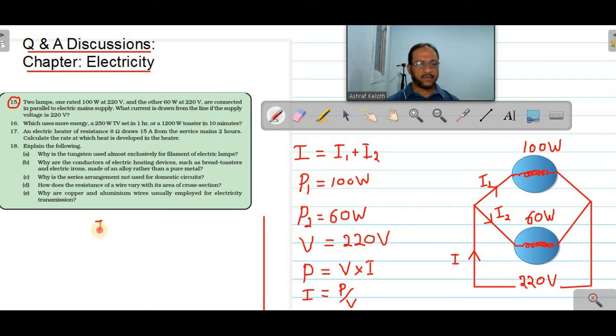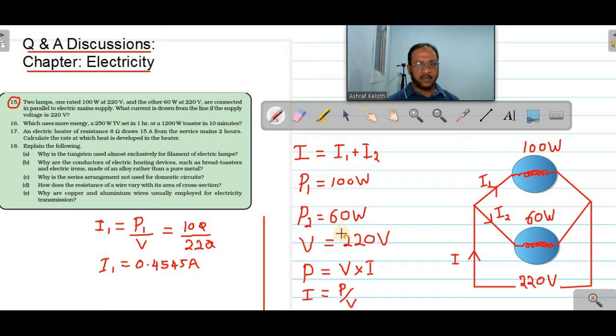I1 is equal to power P1 by V. V is the same for both, 220 volt. So I1 is equal to P1, which is 100 watts, divided by voltage, 220 volt. Zero cancels. I1 is equal to 10 by 22, which is 0.4545 ampere.